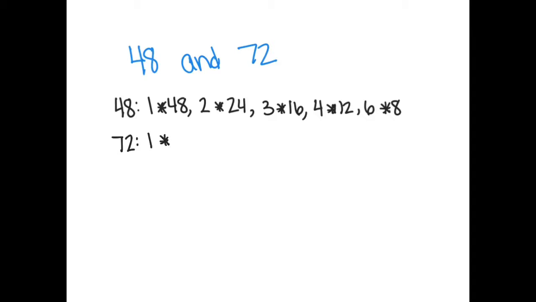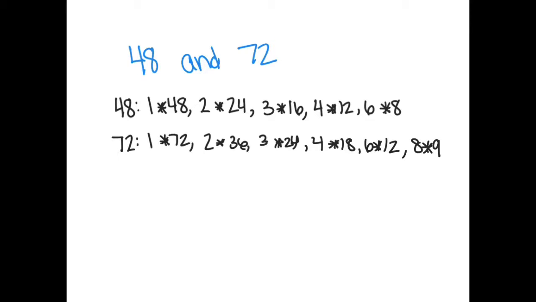1 times 72 is equal to 72. 2 times 36, 3 times 24, 4 times 18, 5 does not go in, 6 times 12, 7 does not go in, 8 times 9, and I've hit my turnaround point because my next one will be 9 times 8, and I already have that written.